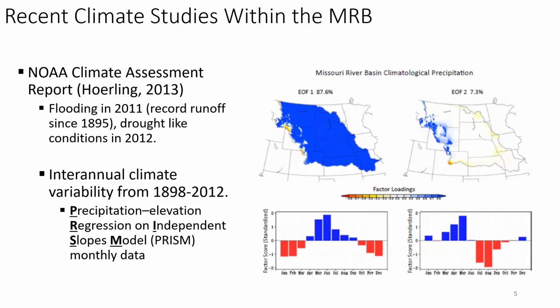As you can tell in the image, according to the leading mode of variability, which is EOF1, they noted that the majority of the river basin receives its precipitation primarily during the warm season. The second leading mode of variability indicates that the western edge of the basin along the Rocky Mountains typically receives most of its precipitation during the cool season.